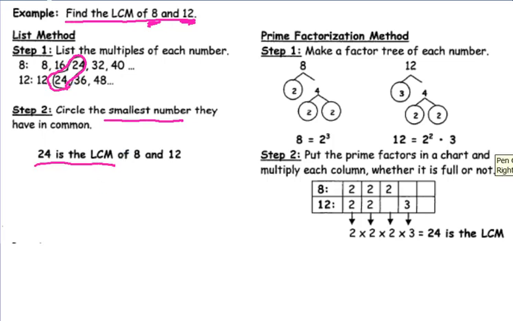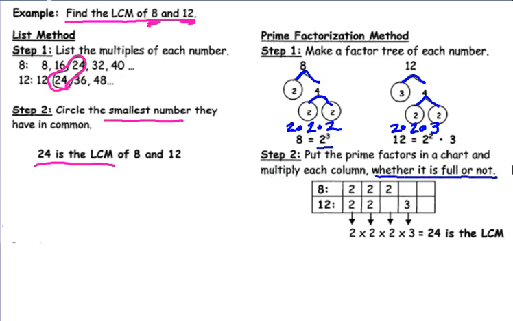Now we can do the same problem, find the LCM of 8 and 12, using prime factorization. First you want to make a factor tree of each. For 8 you would branch 2 times 4, then 2 times 2. So your prime factors would be 2 times 2 times 2, or 2 to the third power. For 12 you would have 3 times 4, branch again, 2 times 2, so you would have 2 times 2 times 3.